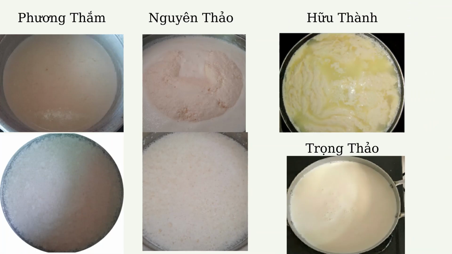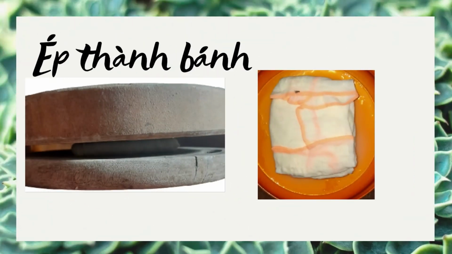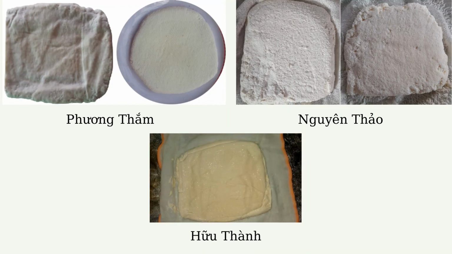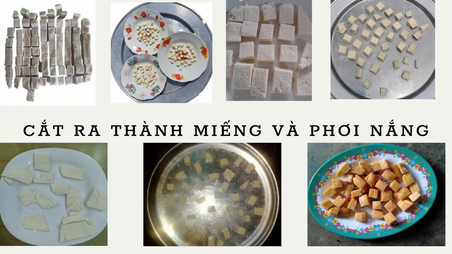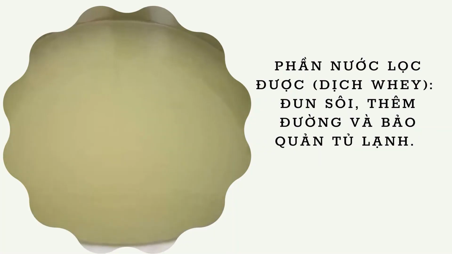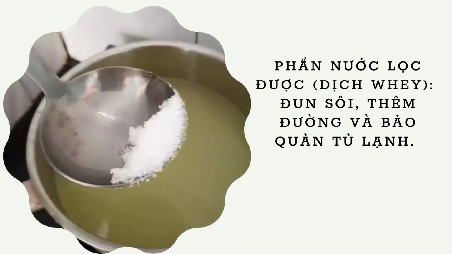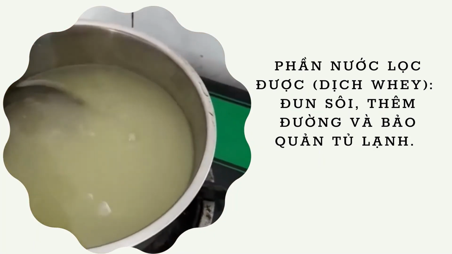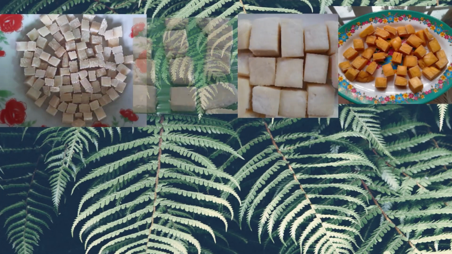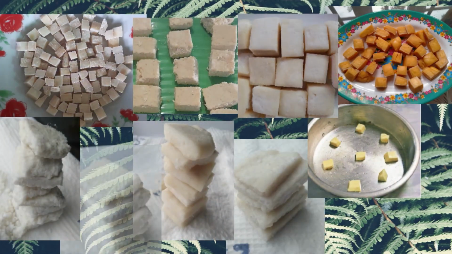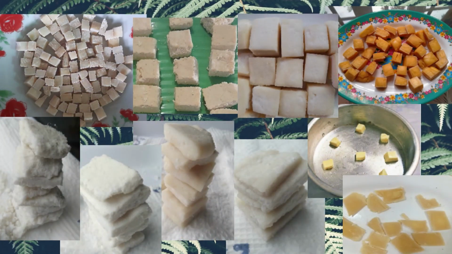Pictures of milk curds of the members. Squeeze whey from the filtered casein blocks and press into cakes. Photos after pressing of the members. Cut into pieces and dry in the sun. Whey with added sugar. Keep refrigerated. Result. The members' cheese after drying.